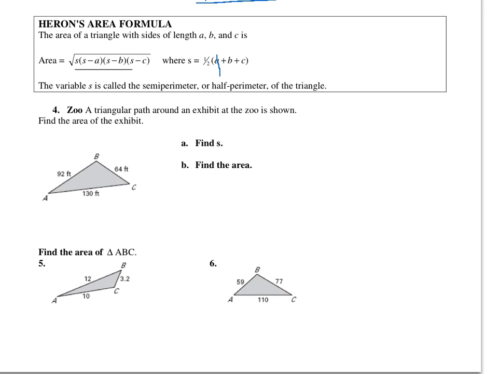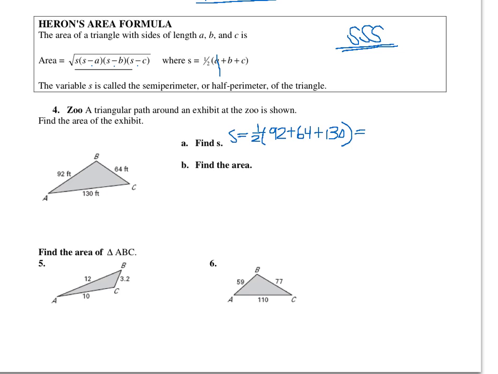The reason we give you this is you'll need a separate area formula for when you use all 3 sides. The area is the square root of s times s minus a times s minus b times s minus c, where s is 1/2 times the sum of all 3 sides. I'm going to show you this as we go through. There's 92 feet, 64 feet, and 130 feet. We have to start by finding s in order to find the area. So we take 1/2 times 92 plus 64 plus 130.